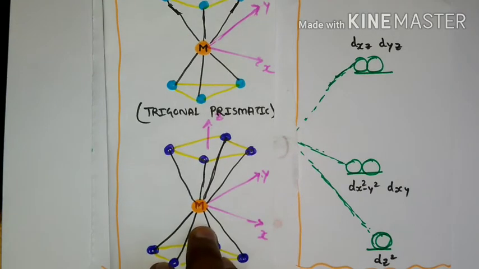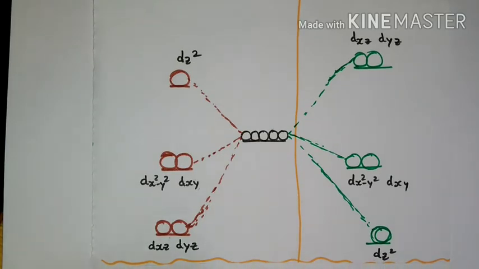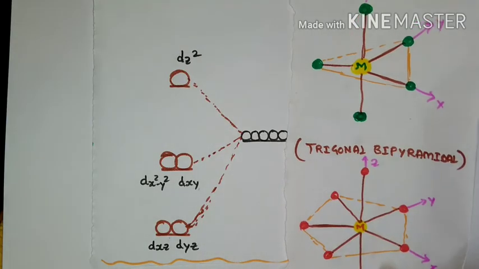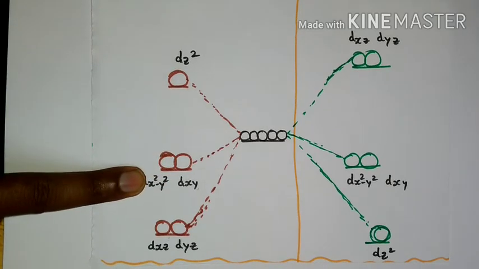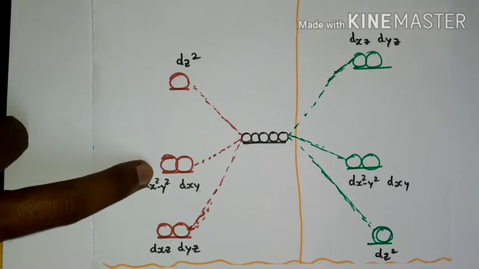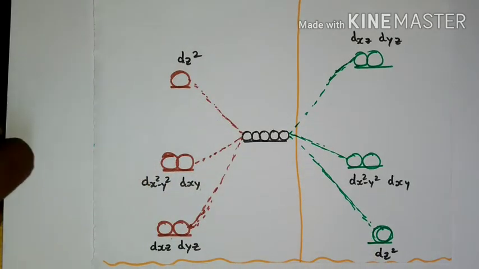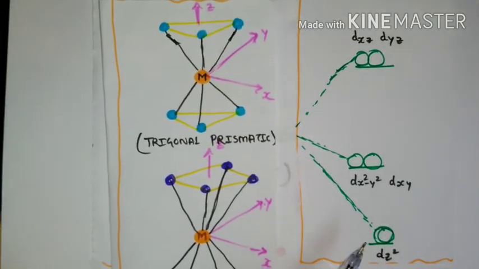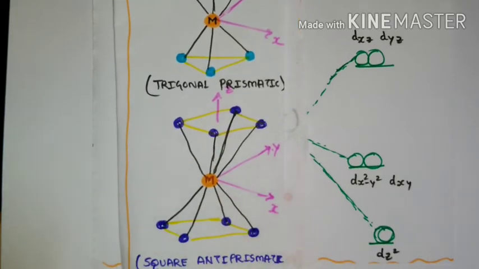Means if I know the d orbital splitting for trigonal bipyramidal or pentagonal bipyramidal, and if I fix this point, that is dx square minus y square, dxy, and if I reverse the energies of dz square and dxz, dyz, then I am going to get the d orbital splitting for trigonal prismatic as well as square antiprismatic.